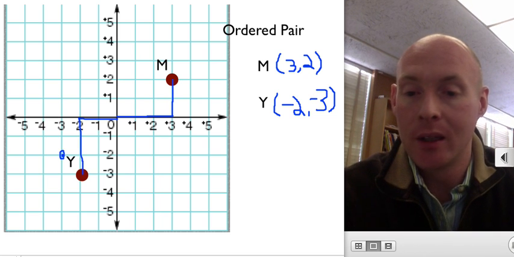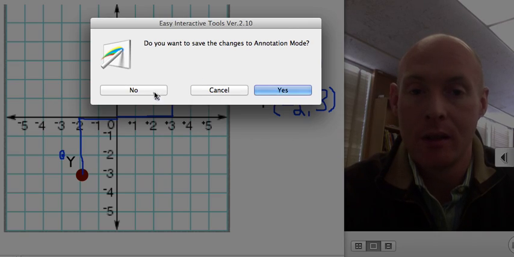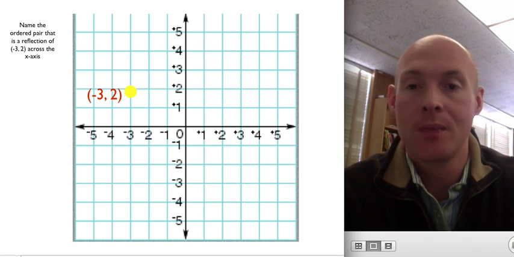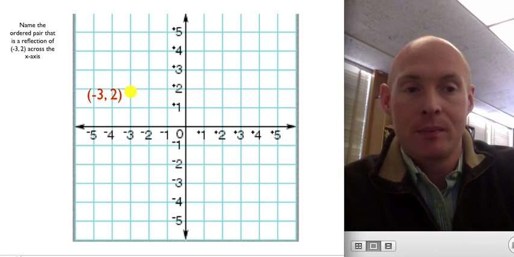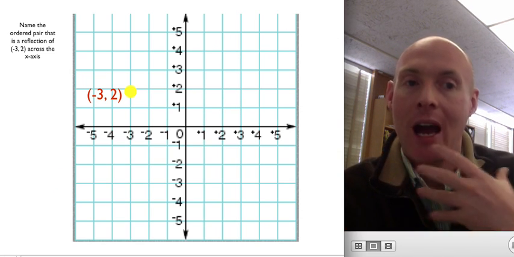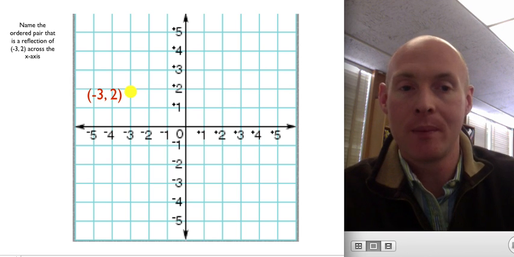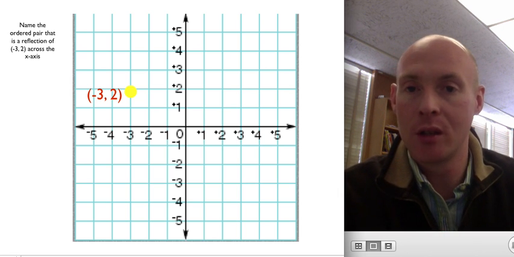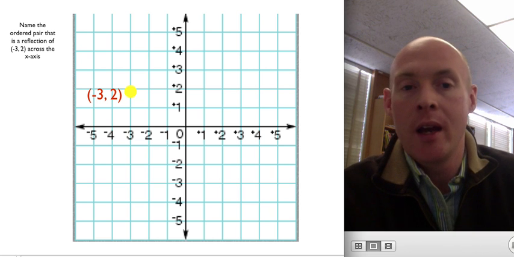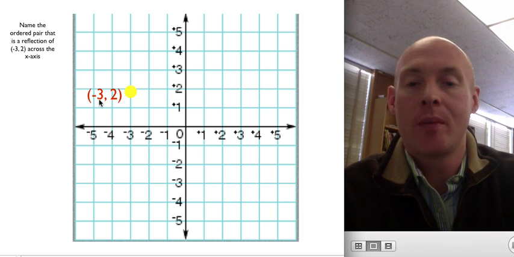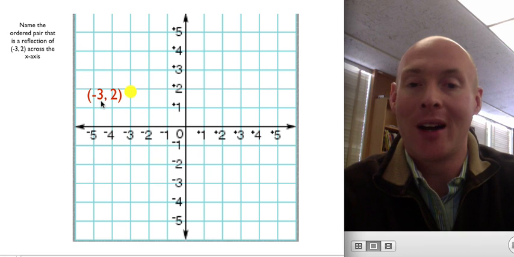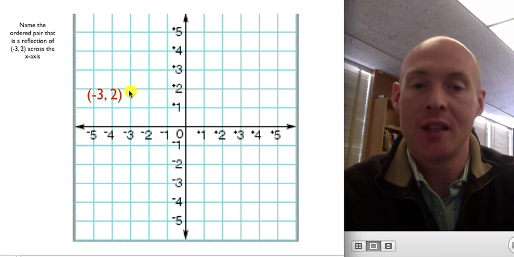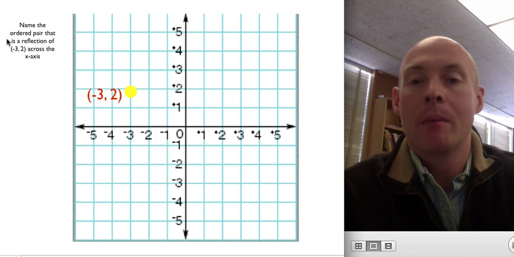One last thing I want to look at today is, not that, this. Reflections. When you think about reflections, you should conjure up images of looking into a mirror. And you can do reflections using the coordinate plane. Here I have a point already plotted. It is negative 3, 2. And it's this yellow dot right here. Negative 3, up to 2. But over here is our directions.